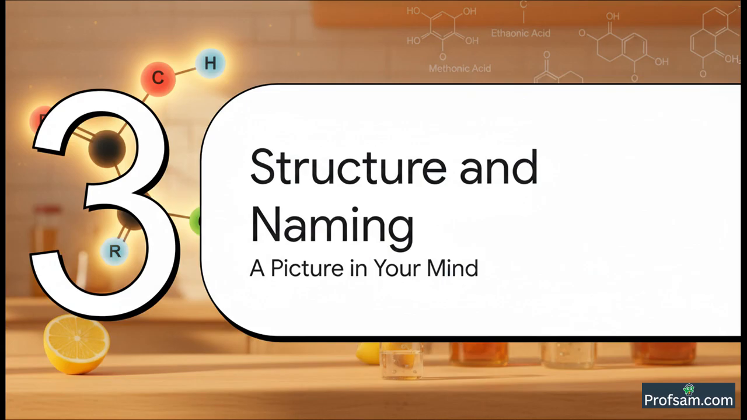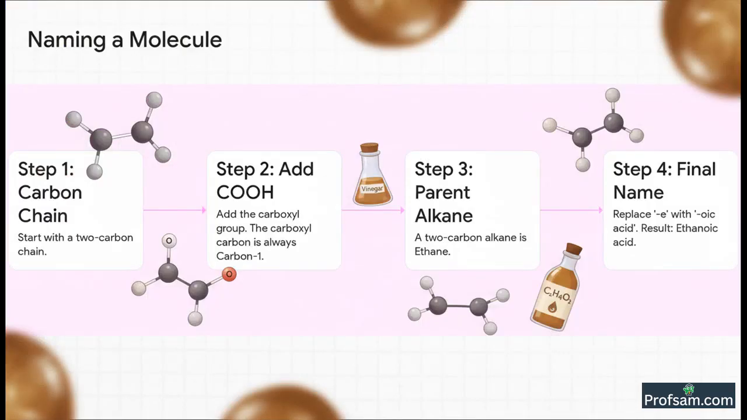This will also help us to understand the rules for naming them according to the IUPAC system. Let's use these rules to name the molecule that is in vinegar. Okay, step 1. We identify the longest carbon chain. In this case, it has 2 carbon atoms. Simple. Step 2. We add the carboxylic group to it.